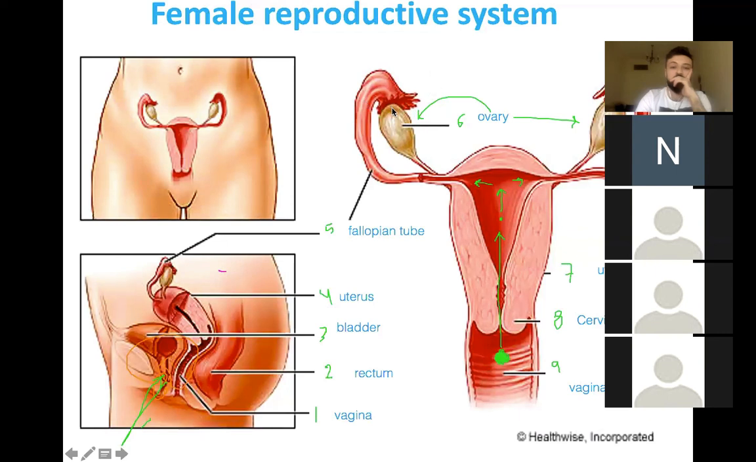So when the ovary releases the egg, it starts its journey in the fallopian tube, into the uterus. Very good. I'll color it in blue. Let's say this is the egg. The egg starts its journey all the way down the fallopian tube.